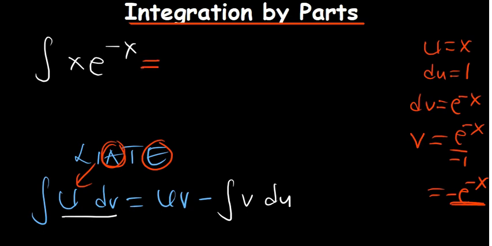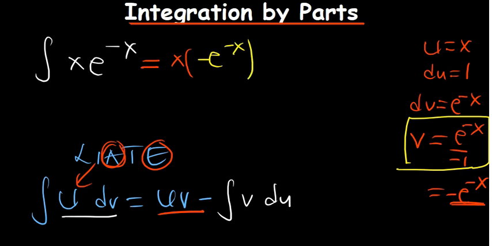So we have this equal to uv. Our u is x, our v is negative e to the power negative x, and then minus the integral of v. Our v is still negative e to the power negative x multiplied by our du, which is just 1. Simple, right?